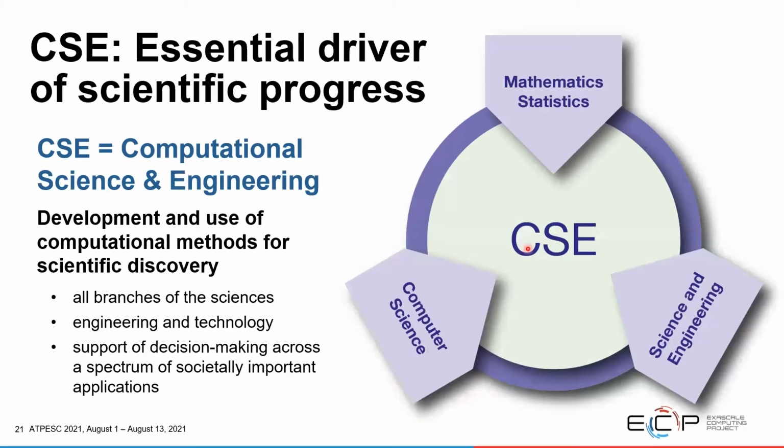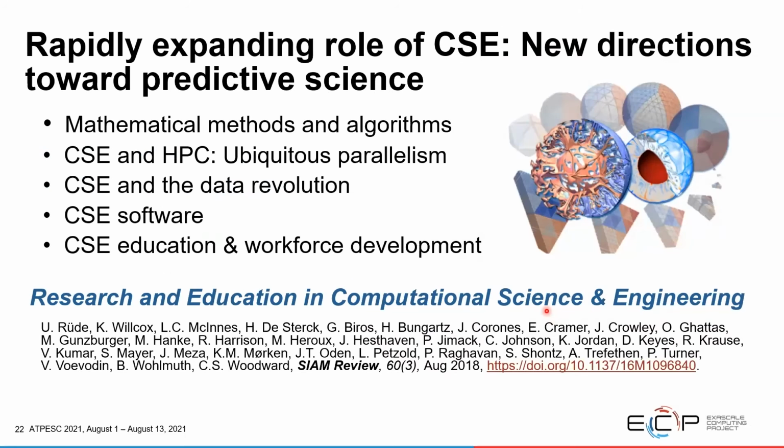Again, CSE is the essential driver for this, and it has these 3 different areas: mathematics and statistics, computer science, and science and engineering that come together here to really help to further scientific discovery. So here I just do want to point you to a nice article. It's a SIAM review article, which talks about new directions toward predictive science and what role CSE plays there. And so you can take a look at that.